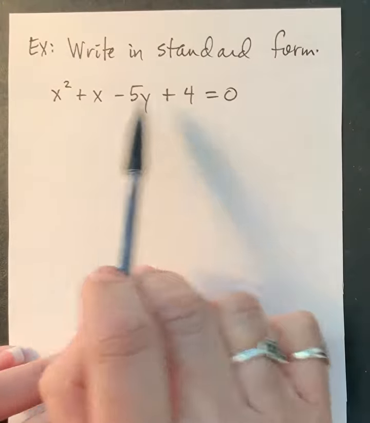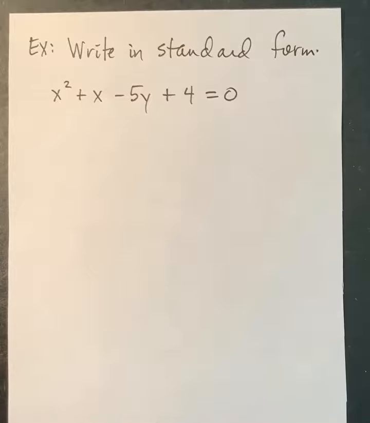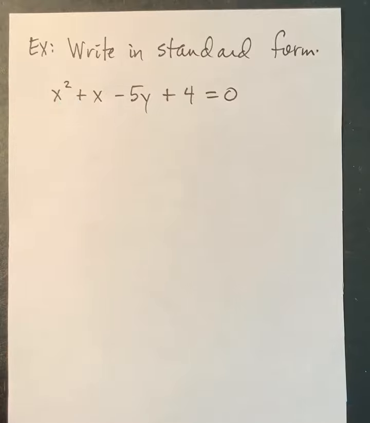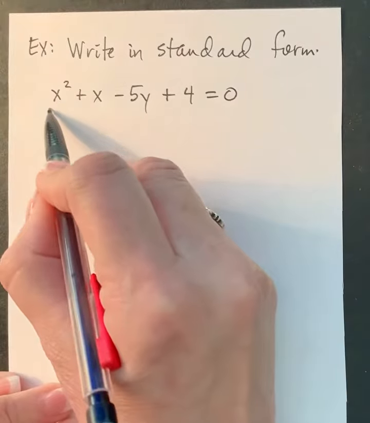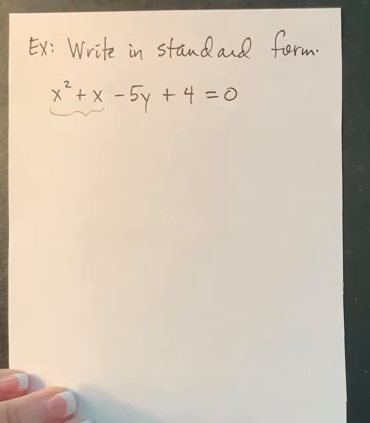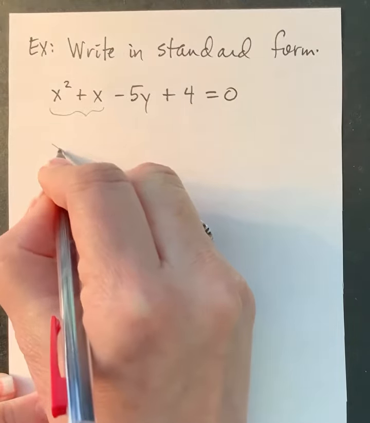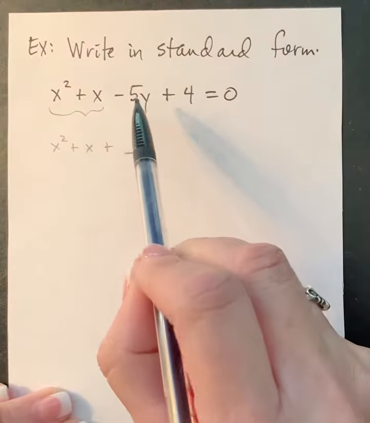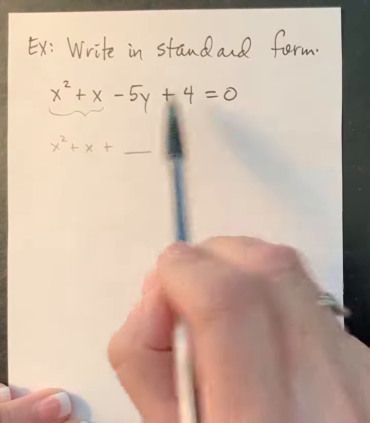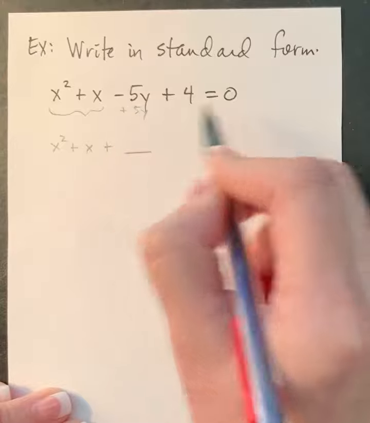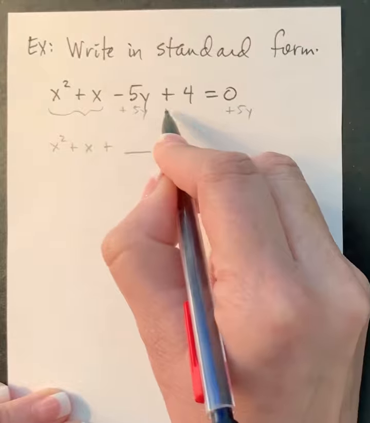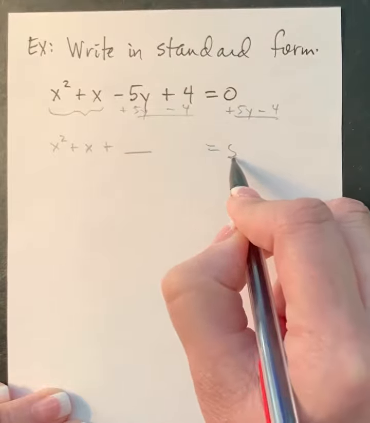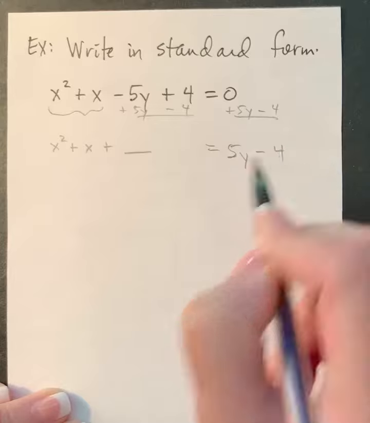Okay, again, so it's starting in general form, and you're only going to complete the square on one of the variables, whichever one has a square. So x squared. So we're going to take these two terms and turn them into a perfect square trinomial. So we have x squared plus x plus something. The minus 5y and the 4, we don't need those. So we're going to add 5y to both sides and subtract 4. So on the right, we'll have 5y minus 4.